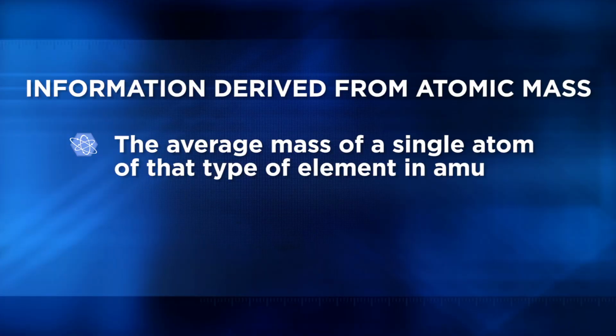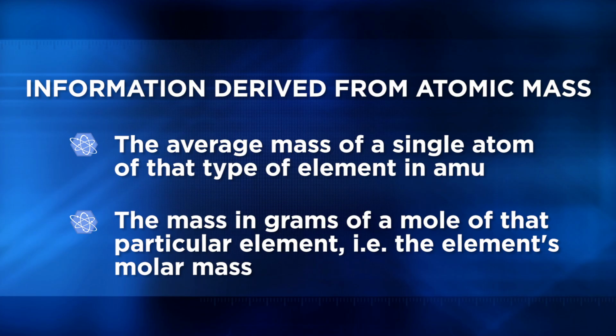So to summarize, if we have a mole of atoms of any element, then we would know what the mass would be in grams. We know this by looking up that element's mass on the periodic table. So there are really 2 important pieces of information that we can derive from those masses listed for each element on the periodic table. 1. The average mass of a single atom of that type of element in atomic mass units. And 2. The mass in grams of a mole of that particular element, or in other words, the element's molar mass.